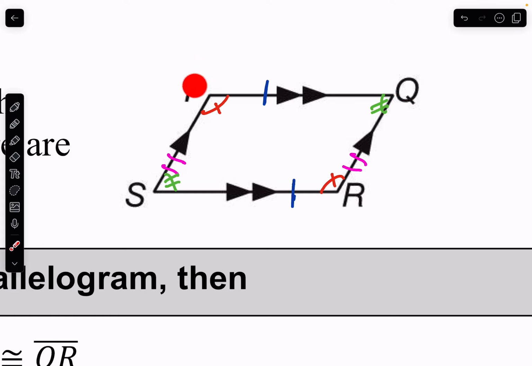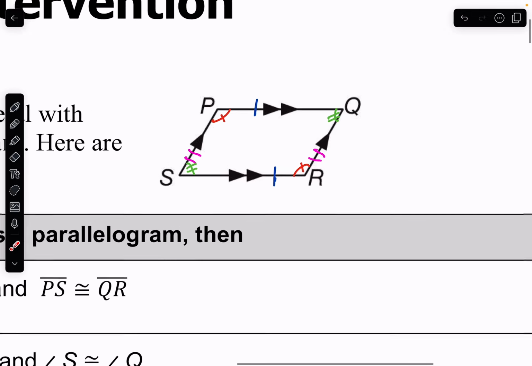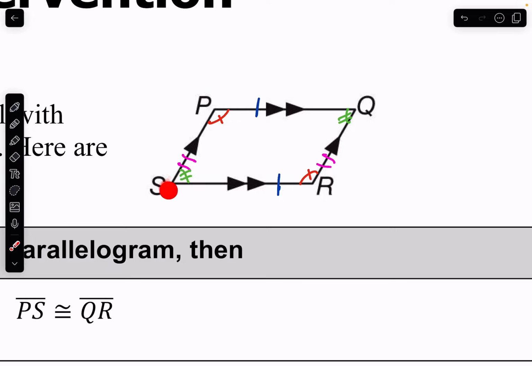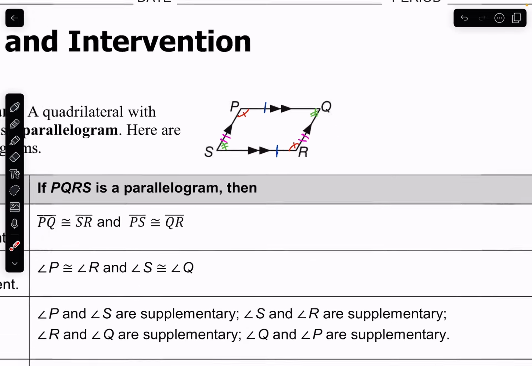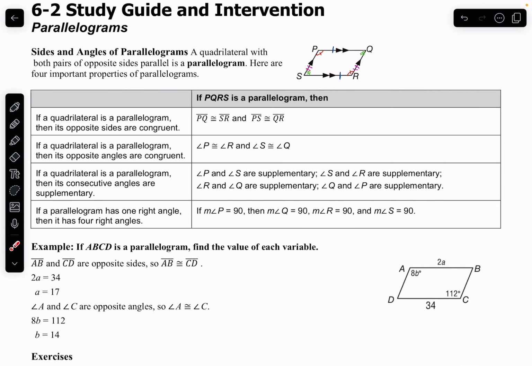Angle Q added to angle P, 180. Angle Q added to angle R is 180. Angle R added to angle Q, 180. Angle R added to angle S, 180. Angle S added to P is 180. Angle S added to R is 180. In other words, the green angles added to the red angles is going to be 180. That's, in other words, what it's saying.